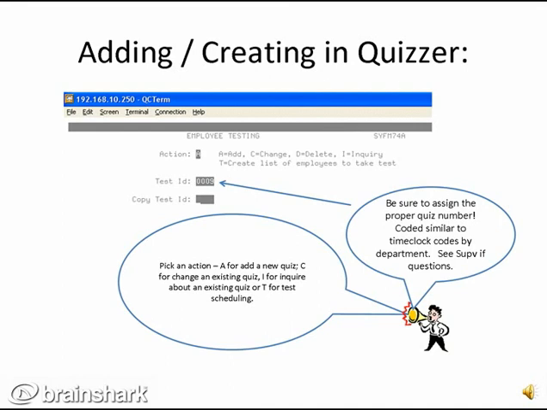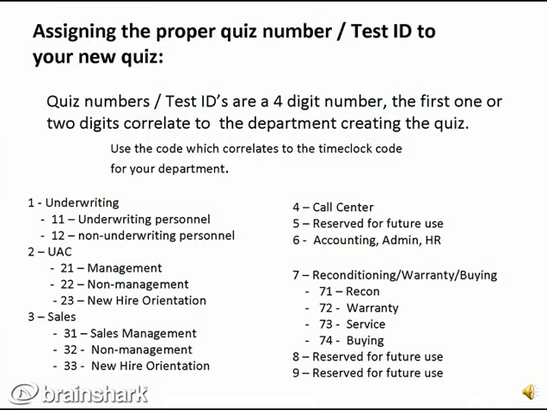Pick the appropriate action and use either a new quiz number or test ID or an existing one if you are looking to change, delete, or inquire. Here are some examples of quiz numbers, also known as test IDs by QCTerm. Please understand the logic behind the numbering and ID system. Retrieval of the quiz results is dependent on knowing the ID or quiz number.